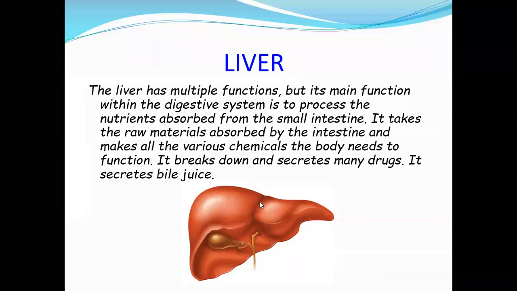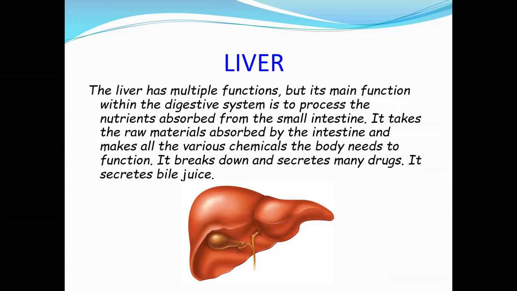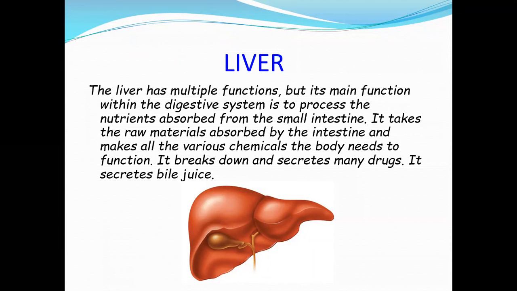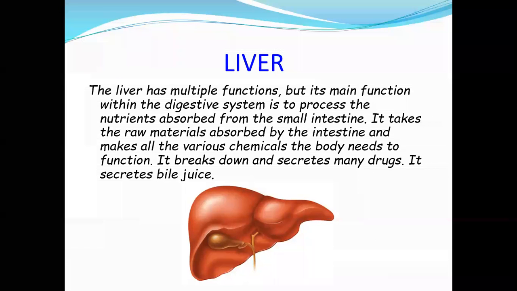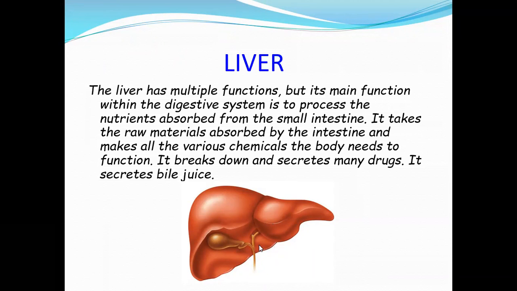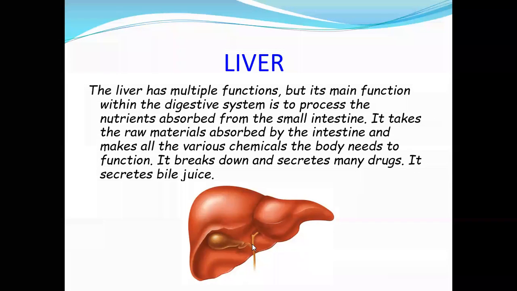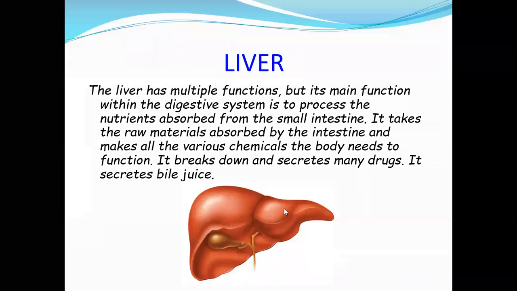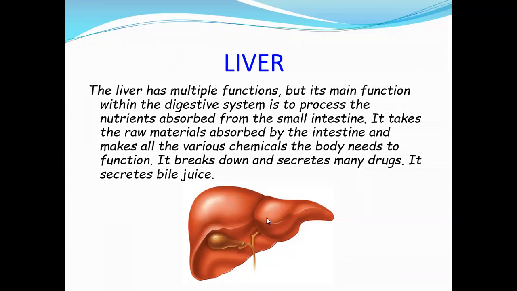The small intestine comes after the stomach. The liver absorbs from the small intestines. It takes the raw materials from the stomach, after the stomach. After a little, we will see a video that shows all the parts. It takes the raw materials absorbed by the intestines. It is the main function of the liver.